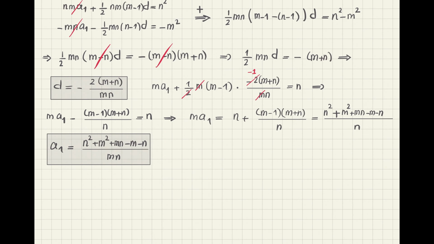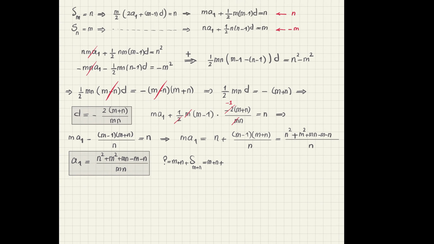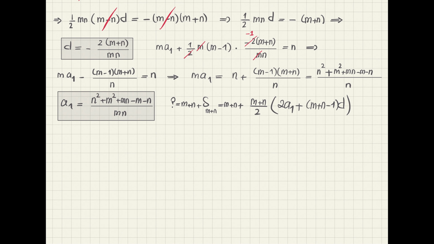So the question mark here is m plus n plus s sub m plus n. So I repeat m plus n, but instead of s sub m plus n, let me make it smaller here for you. So I am just replacing this k with m plus n. So it becomes m plus n divided by 2, and then I will have 2 times a1 plus m plus n minus 1 times d. Now let me make it the normal size.